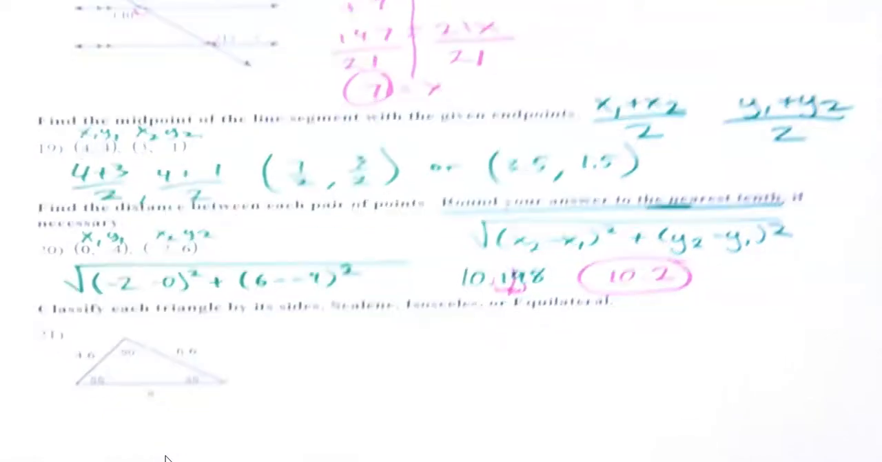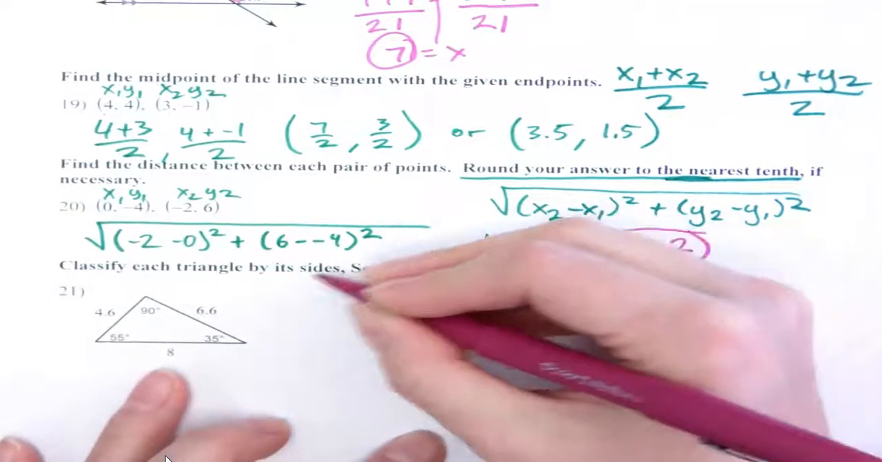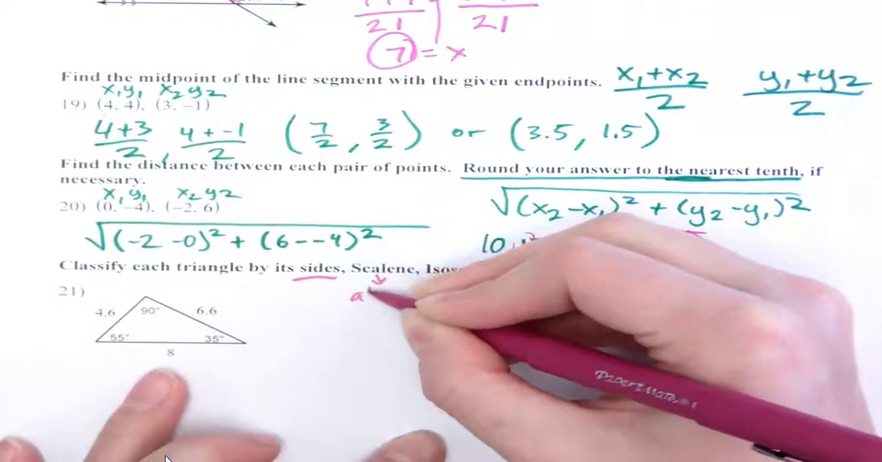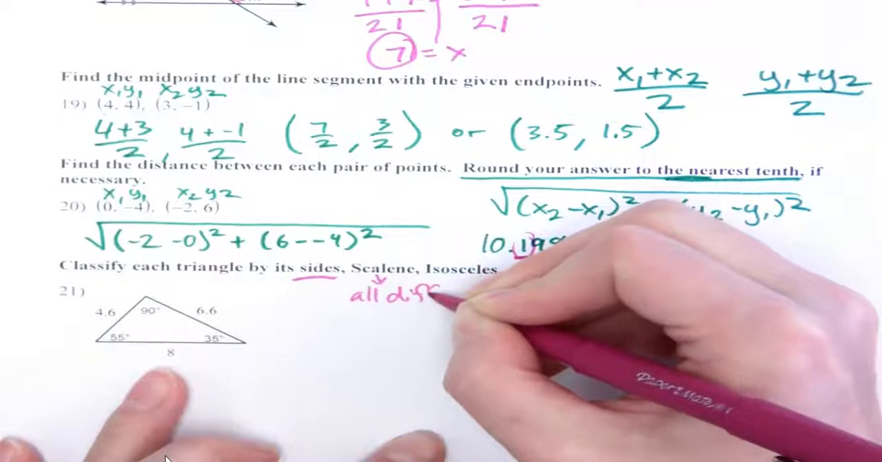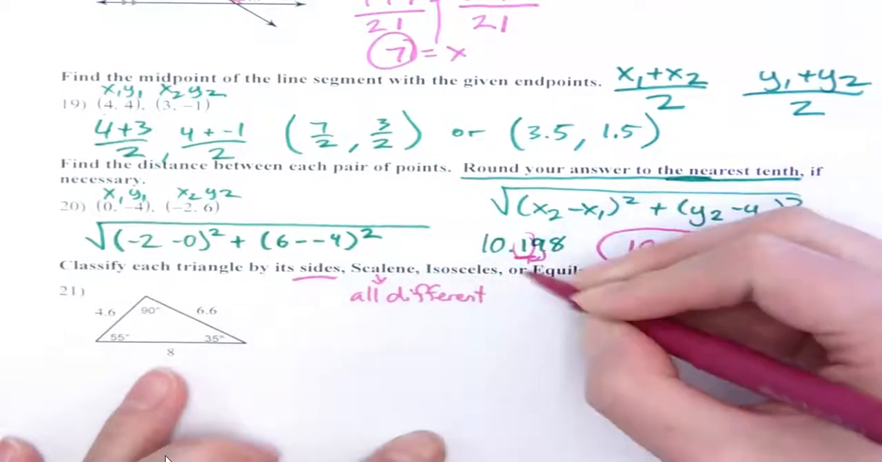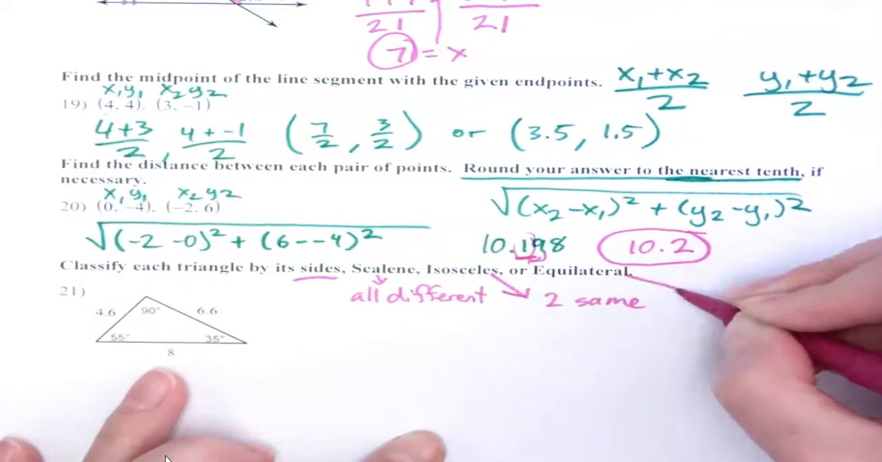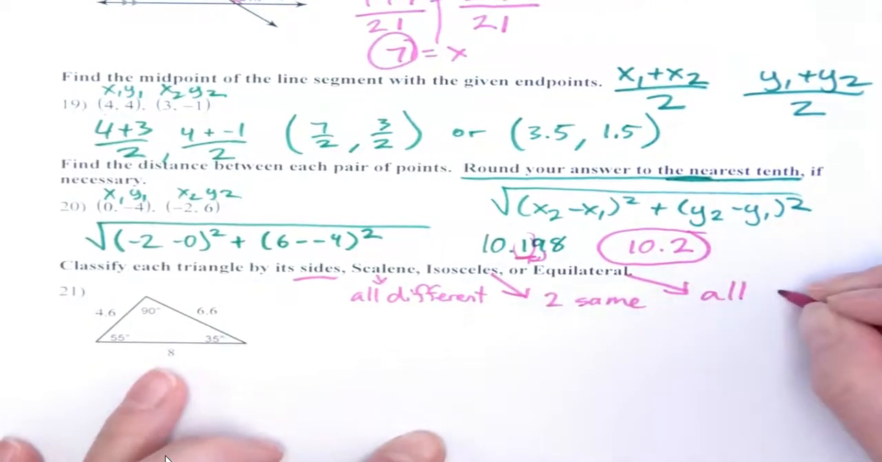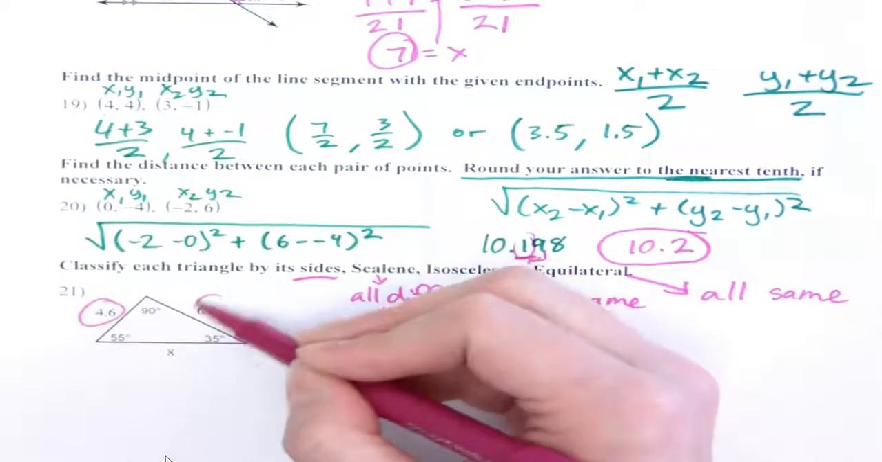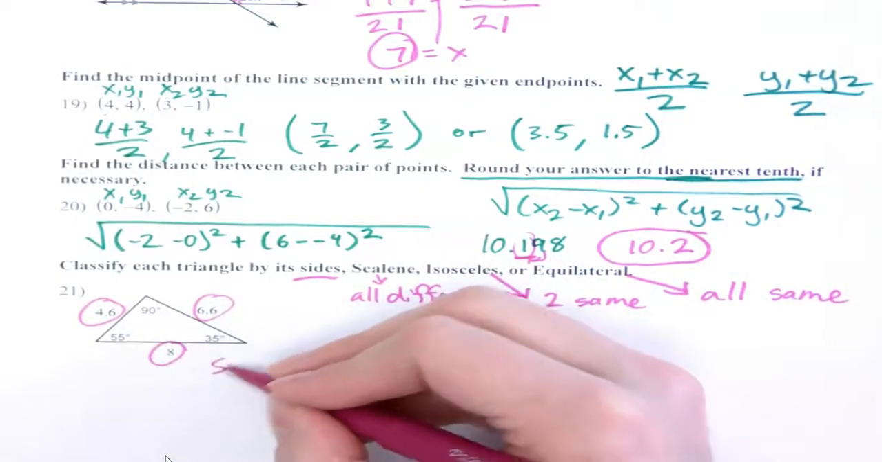So then, classifying, scalene by sides is all different. Isosceles is two the same. Equilateral is all the same. So I look at my side numbers, they're all different, so it is scalene.